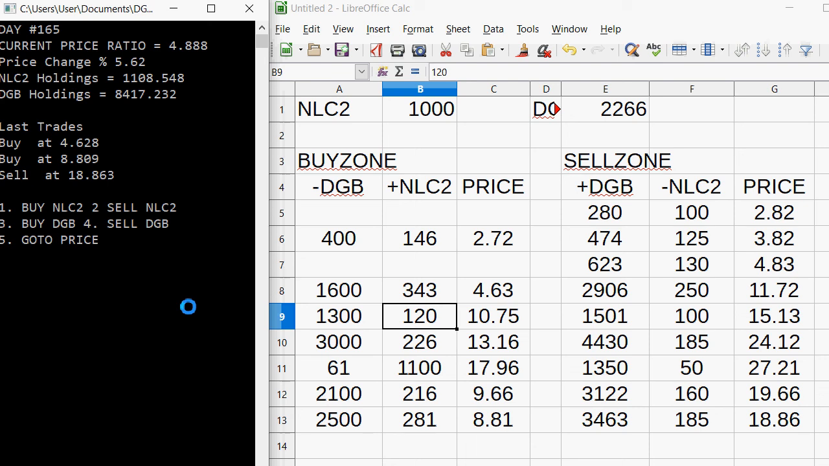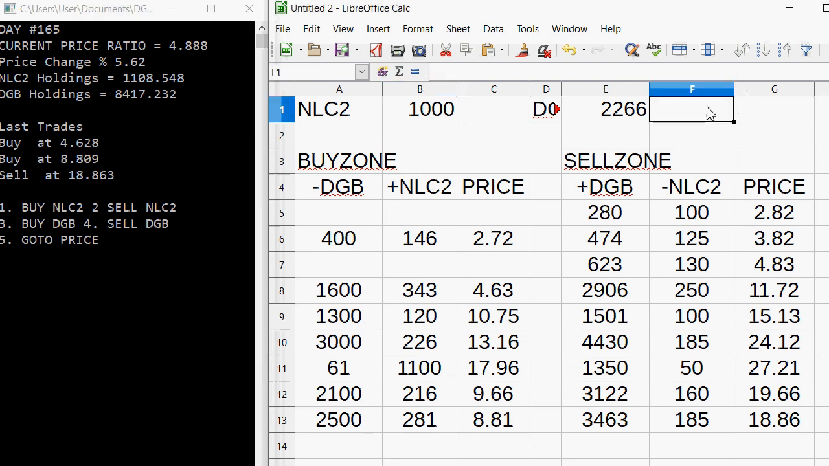When you started with 2266, and we're looking at 8417 right now, that's like what, 3.85, 3.71. Not even close. But 3.7x and 10% gain. And you did this in 165 days.